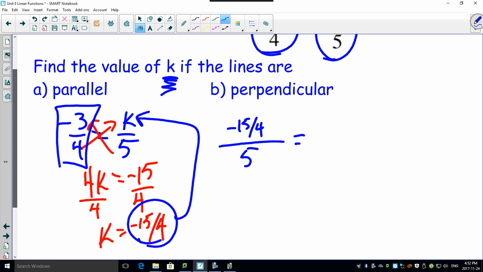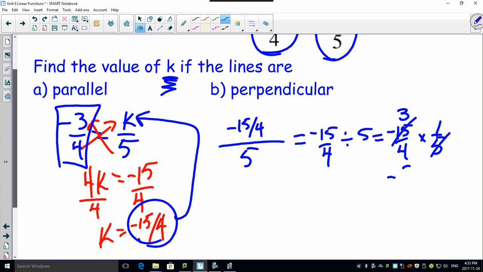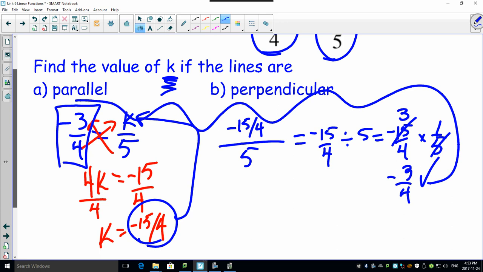Watch. -15 over 4 divided by 5 is the same as saying -15 over 4 times 1/5, reciprocal and multiply. And check this out. 5 goes into 15 3 times. You get -3/4, which was the original slope right there. Look at that. So even though you got some sort of weird fraction, that in fact is the right answer. Oh my goodness, isn't that weird?